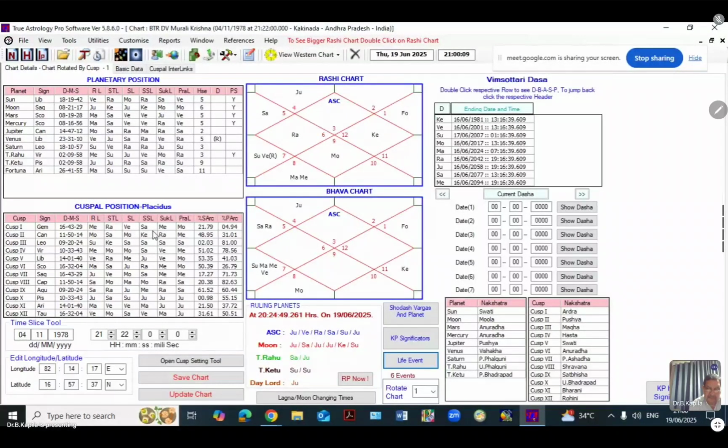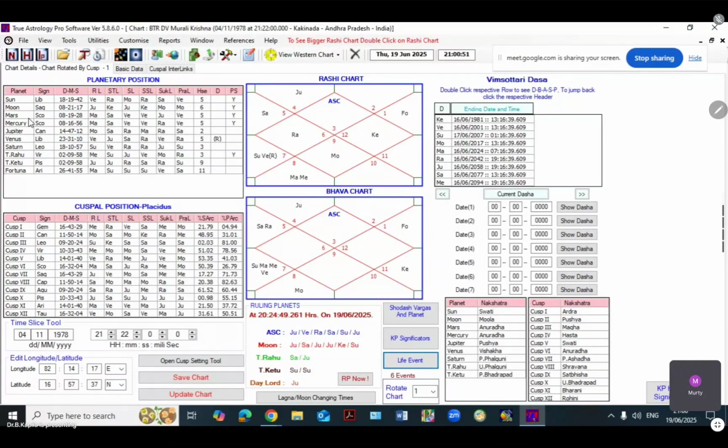Sun has not appeared. Moon is there. After Moon, the next planet is Mars. Mars has not appeared. Right? Mercury is there. Jupiter is there. Venus is there. Saturn is there. Rahu is there. And Ketu is there. So which two planets have not appeared over here? Sun and Mars. So we don't have to fix Sun and Mars for the rule of 1, 7 and 10. Okay. Right.